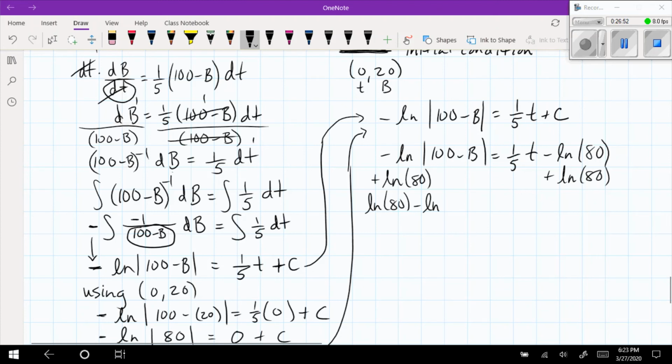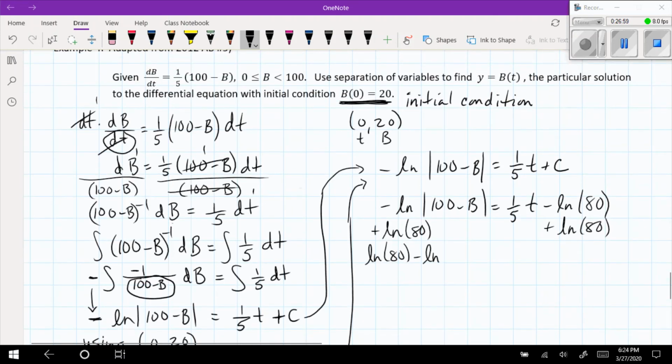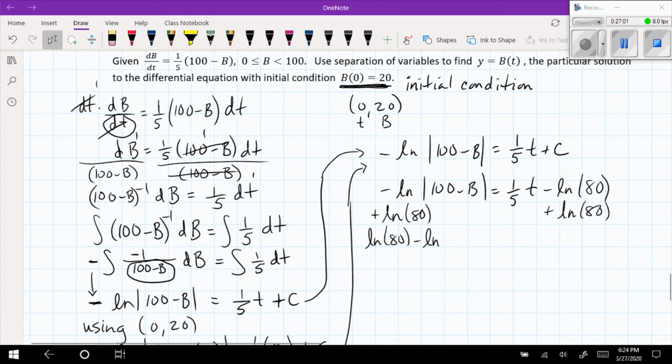Now, I'd like to get rid of these absolute value symbols here just so that I don't have them. And I did give you a restriction on b, didn't I? Way up at the beginning, I said that b was in between 0 and 100. So if b is less than 100, doesn't 100 minus b absolutely have to be positive? So I think it does. It definitely is. So I can just write 100 minus b with parentheses equals 1/5 t.